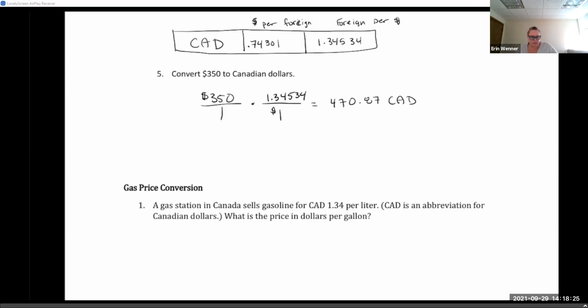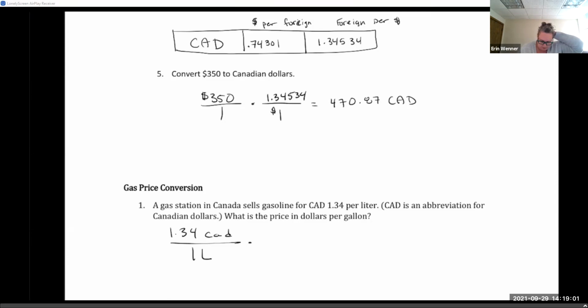So number 1 uses this information plus our going back to converting between metric and American systems. So this is a gas station in Canada that sells gasoline for Canadian 1.35 per liter. So we have 1.34 Canadian to 1 liter of gas, right? And it says, what is the price in dollars per gallon? So we're trying to go from Canadian to US and from liters to gallons.